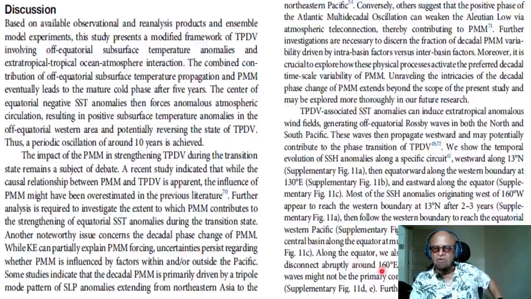Along the equator, we also observe the propagating SSH signals disconnected abruptly around 160° east, suggesting that off-equatorial Rossby waves might not be the primary contributor to the phase reversal of TPDV. So after all these discussions, there is still some unknown about what happens to the signal once it reaches the deep tropics around 160° east.